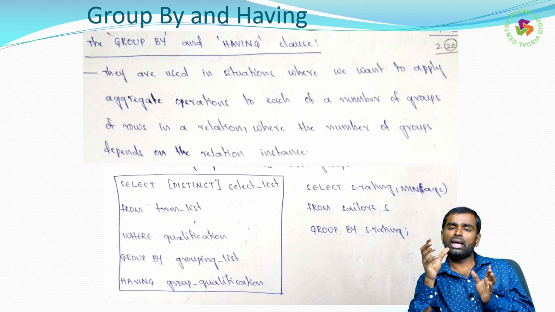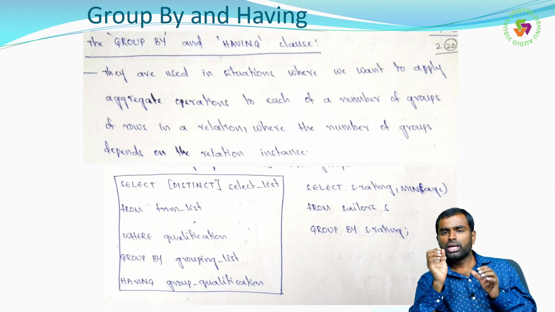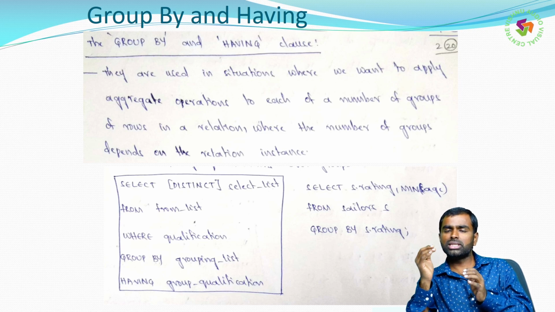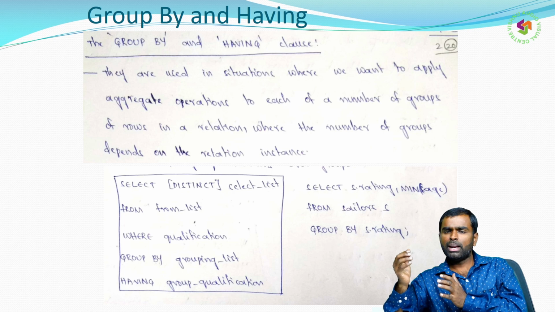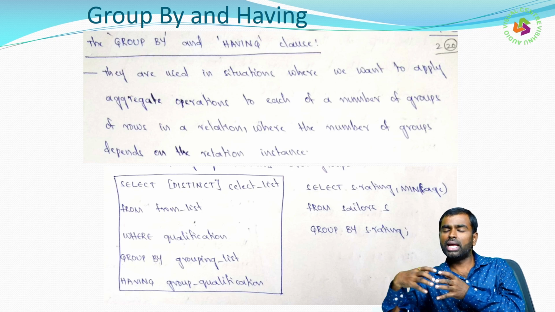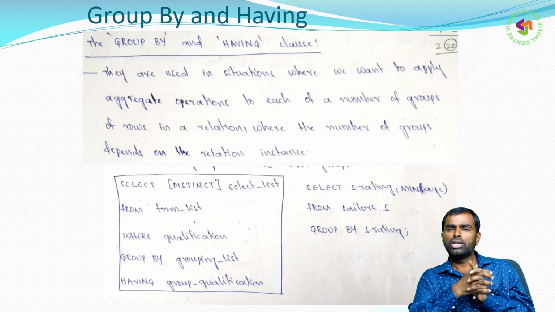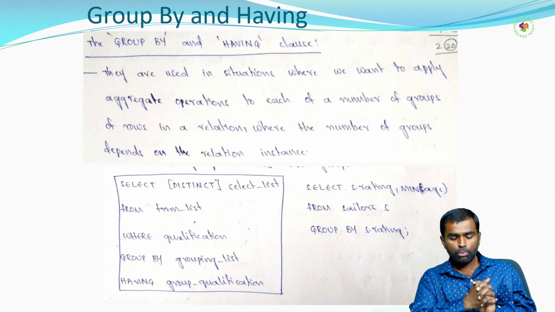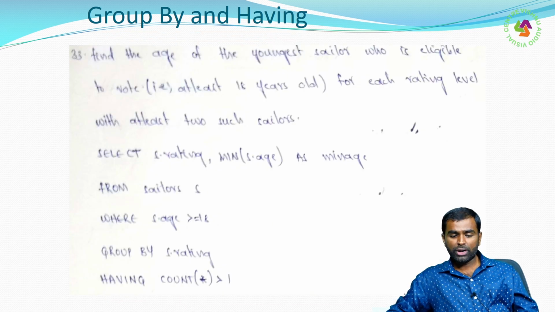An employee who got a rating of 10 is an excellent employee, so that is one group. An employee who got rating 9 is an average employee, so that is one group. Employees performing weakly, for whom you have given rating 8, are in grade C. Like that you can divide employees into different grades, and that we can also do by using the group by command. Having is the group qualification, the group condition.